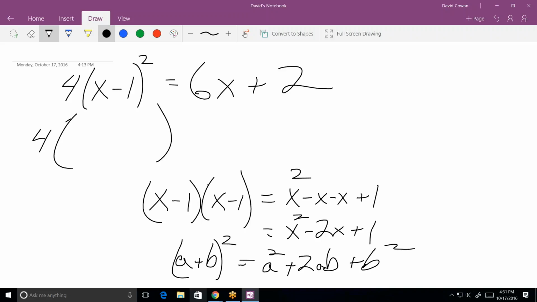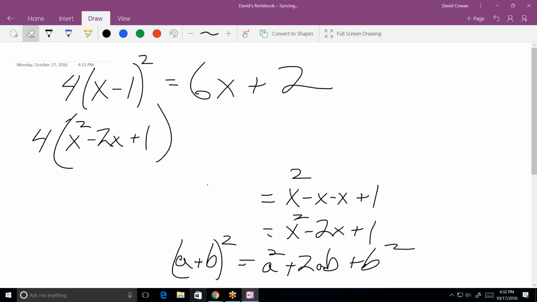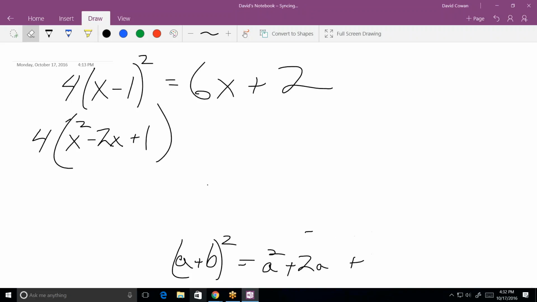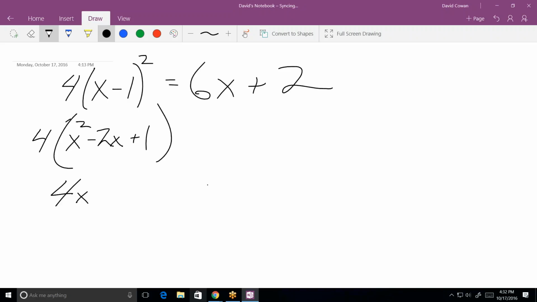Okay, so what goes inside here is x squared minus 2x plus 1. Now we need to apply the 4. Notice why we could not apply it before then. The 4 wasn't being squared. If we'd put it inside, you can't really distribute that 4 before squaring that. Now we got 4x squared minus 8x plus 4. Let's bring those two terms over and simplify. What do you get?